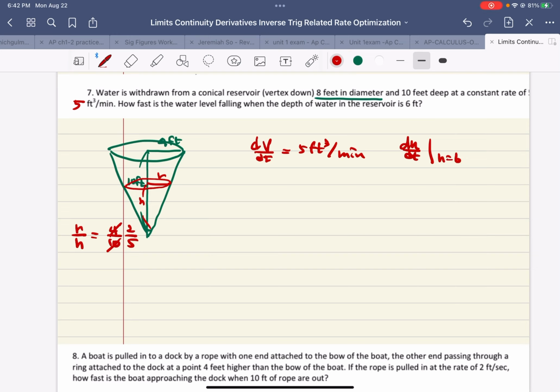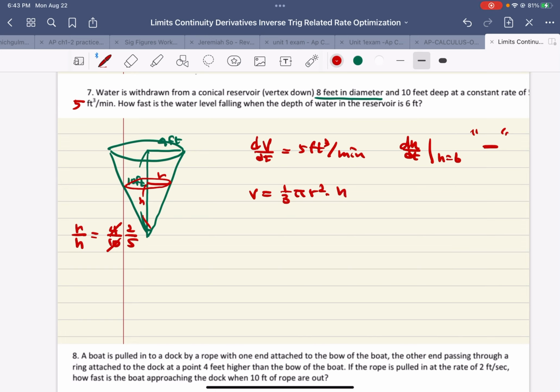The situation was the water was all here, and then water is dripping out here, right? So it's withdrawn from the conical reservoir. So how fast is it decreasing? So your answer should be negative. Remember that your answer should be a negative value, because it should decrease. Now, your volume is 1/3 pi r squared times height.